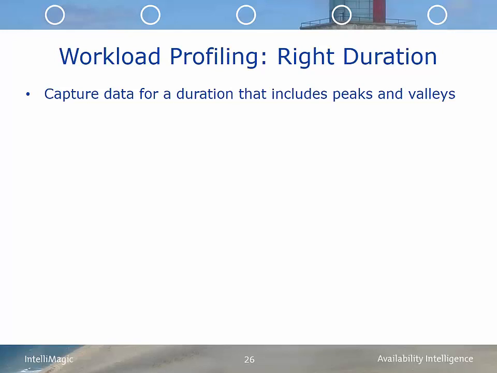When profiling your workload, it is very important that you pick a measurement period that covers the peaks and valleys of your work. Sometimes workloads can vary significantly within a day, a week, or a month. It's important to look at a large enough time range that you capture those peaks and valleys.